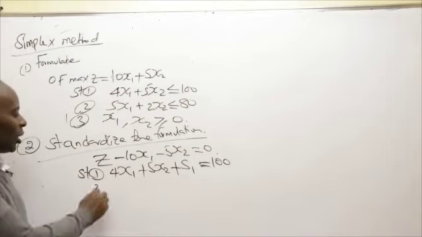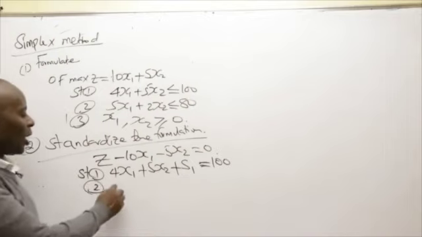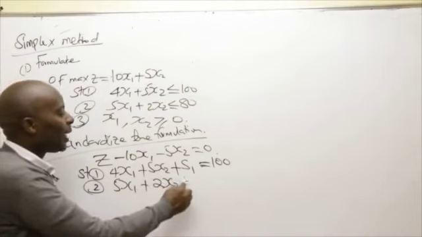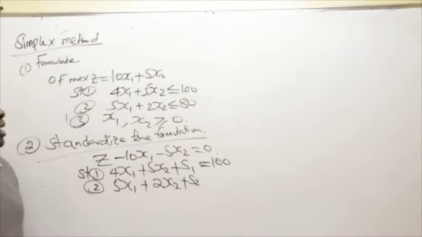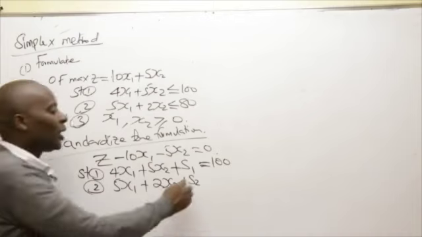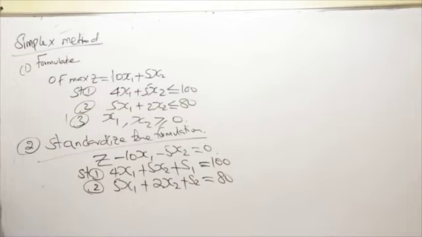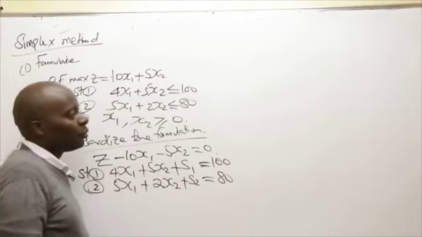Number two, you'll come and talk of 5x1 plus 2x2 plus second slack 2. Then we should be able to get these being equal to 80. Now, ladies and gentlemen, I would want you to listen to me very well.